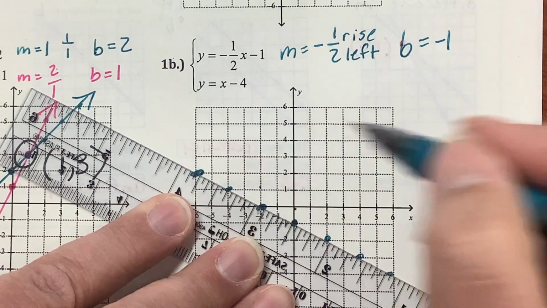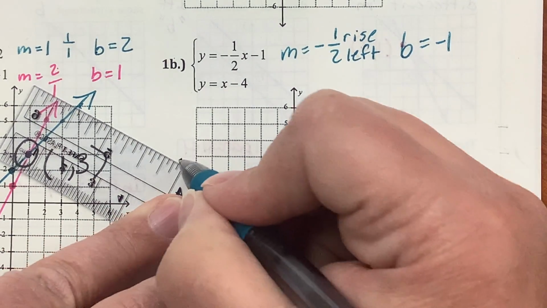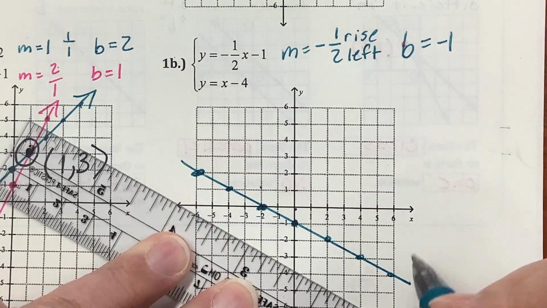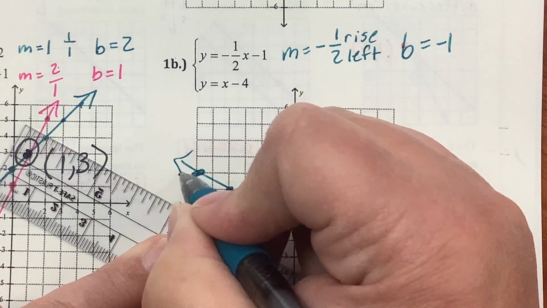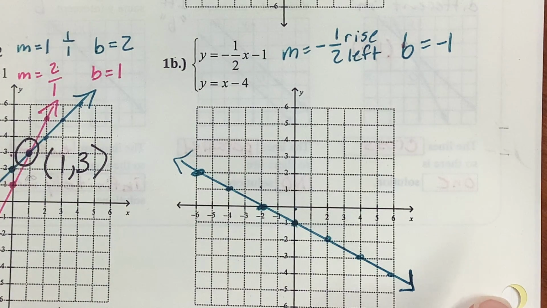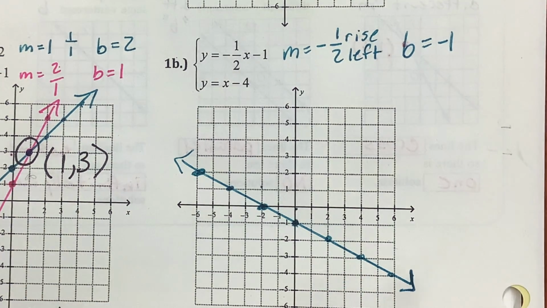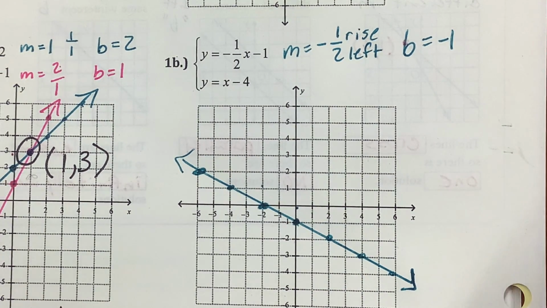And connect the dots. Make sure you keep it straight. It's important to connect the dots, or at least have the dots on the points, because when you're looking for a solution, it could be any of these points. So you want to make sure that all the points are easy to see. And let's do the other one.